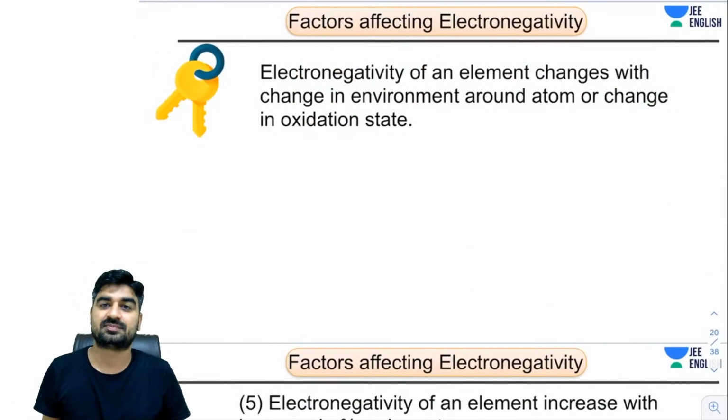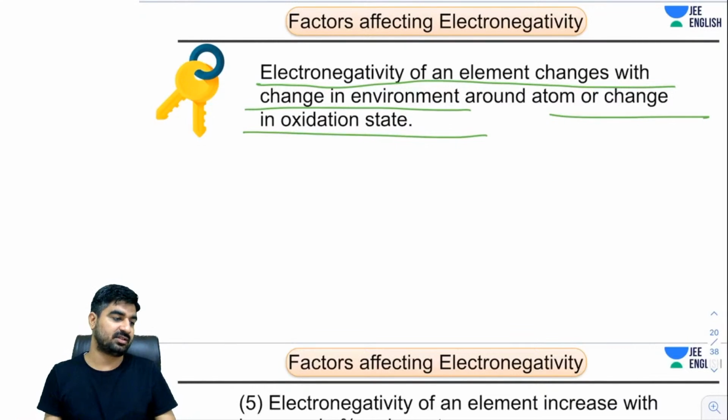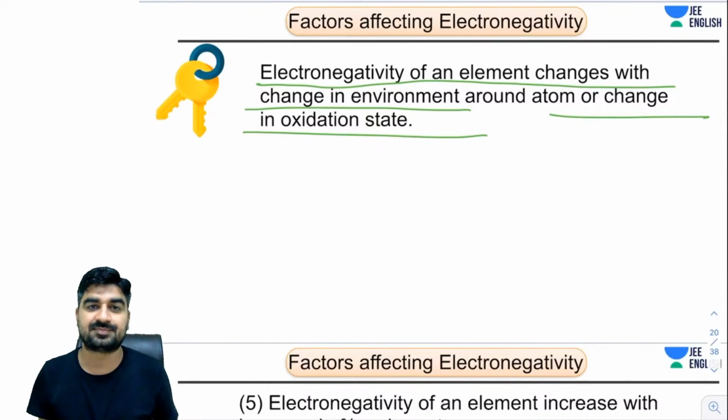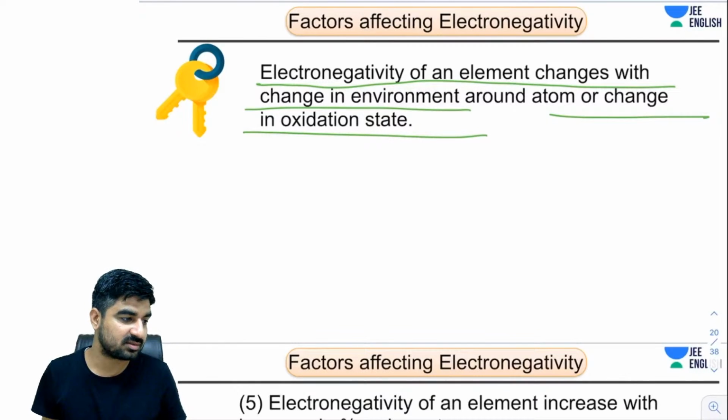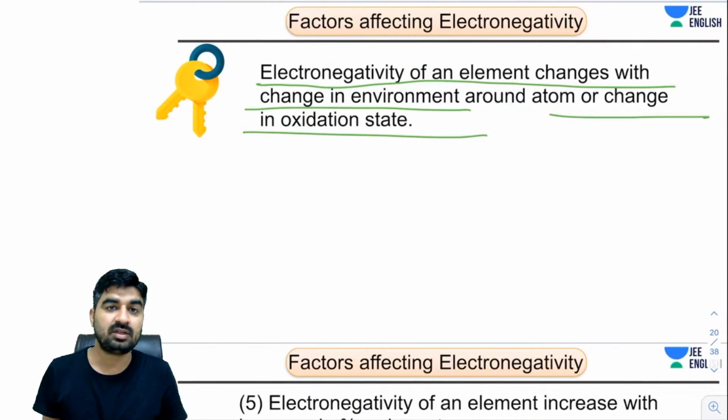Now note it down. Electronegativity of an element changes with change in environment or the change in oxidation state. The point I discussed. Any doubt?